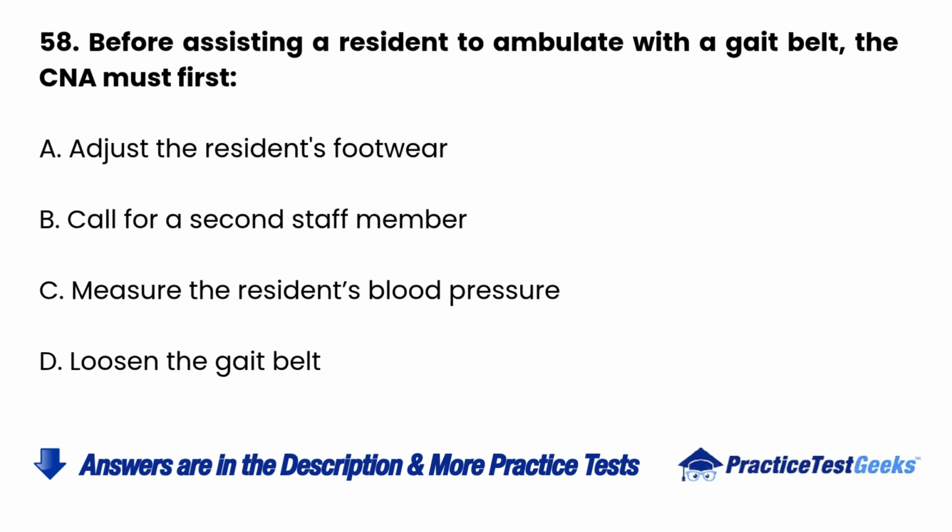58. Before assisting a resident to ambulate with a gait belt, the CNA must first A. Adjust the resident's footwear. B. Call for a second staff member. C. Measure the resident's blood pressure. D. Loosen the gait belt.